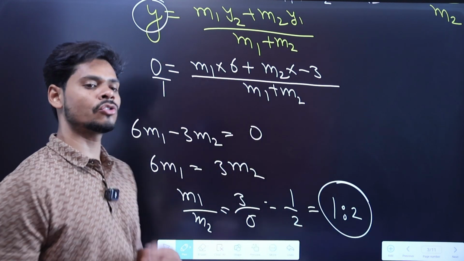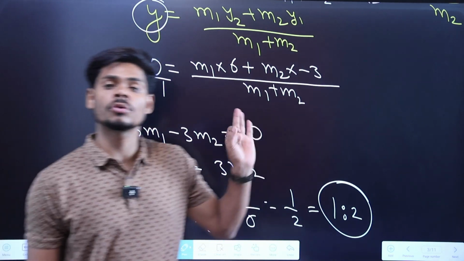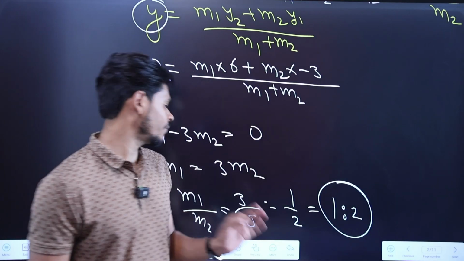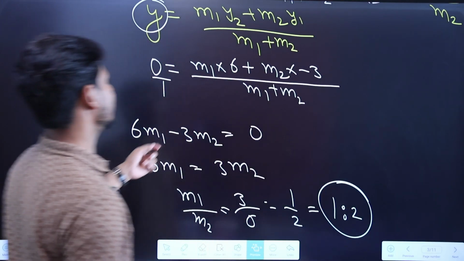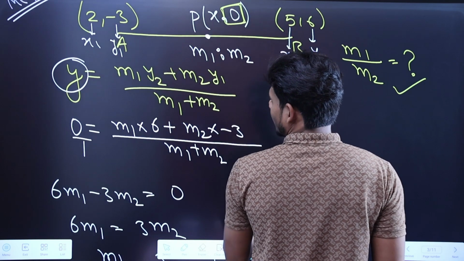So we got the ratio as 1:2. Got it? Very easy, and you can say a very important question. Another method. Let me tell you what they say in this type of question.